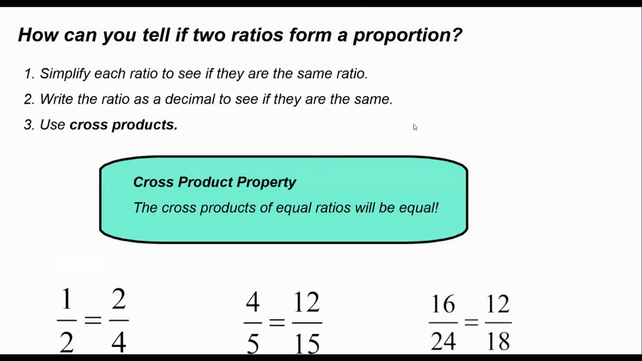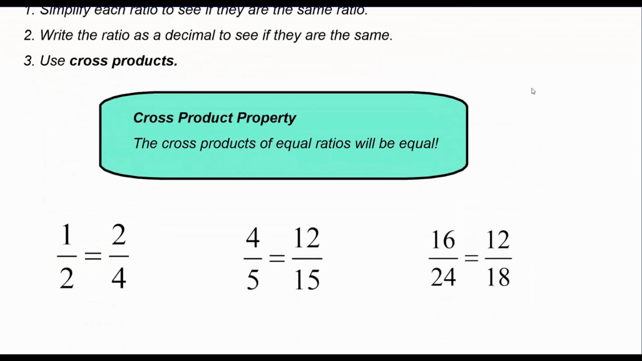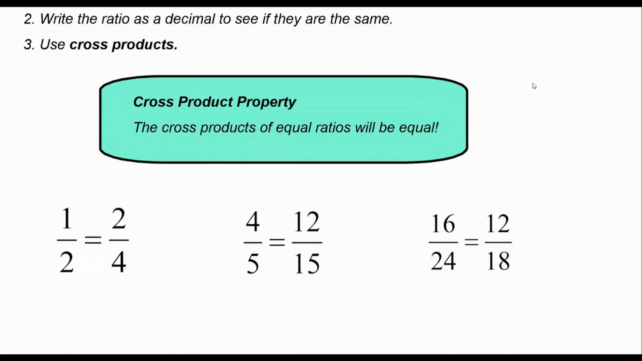Now, the cross product property says that cross products of equal ratios will be equal. So what is a cross product? A cross product is when you multiply the denominator of one fraction by the numerator of the other. So for example, here are the three ratios we said were equal. If we take the cross products, which would be the denominator of one fraction times the numerator of the other, 4 times 1 here is 4. That's one of the cross products. The other cross product would be 2 times 2, which is also 4. So you can see that the cross products are both 4.